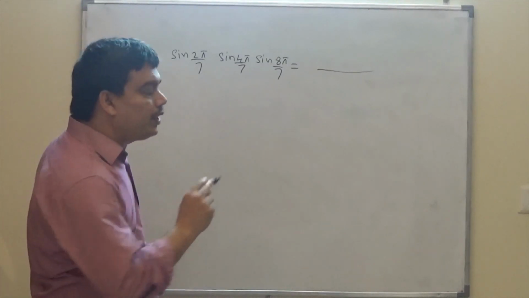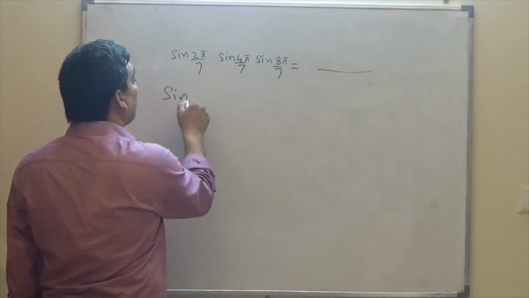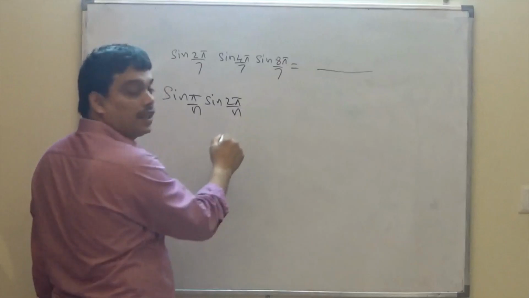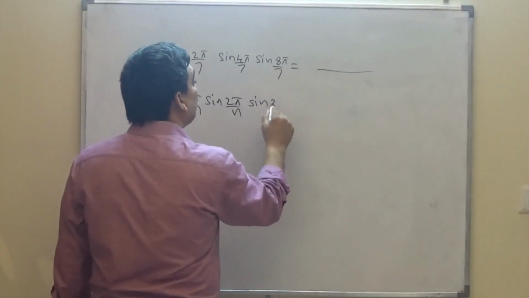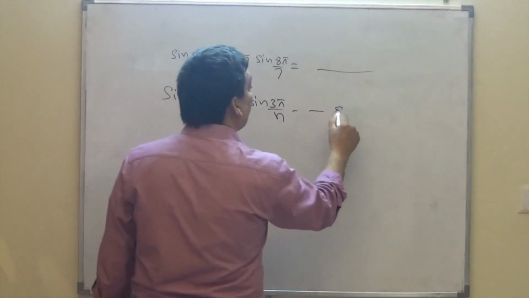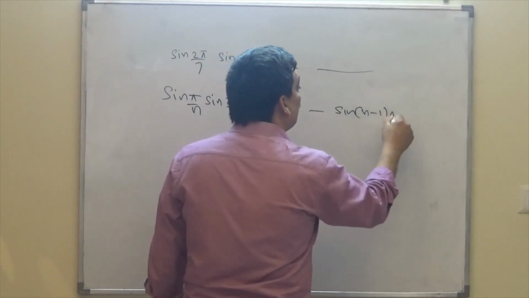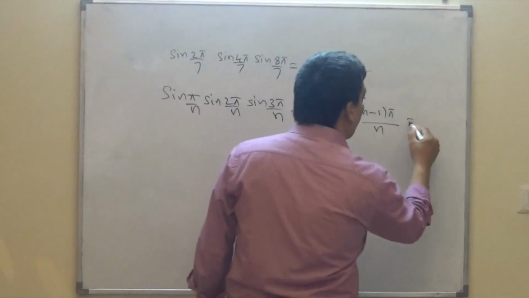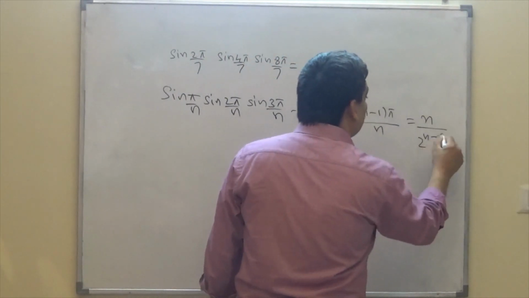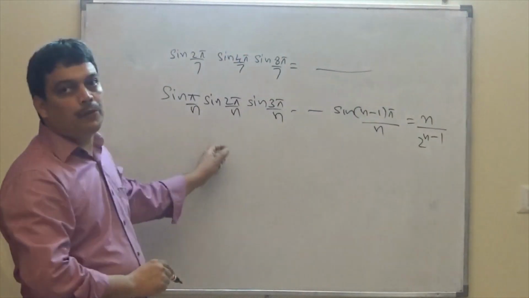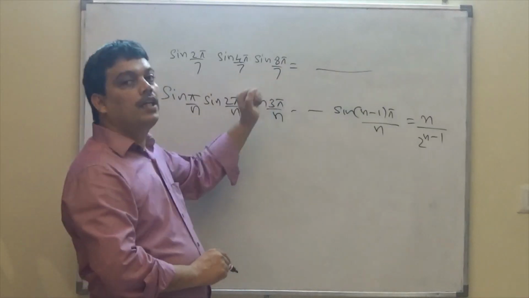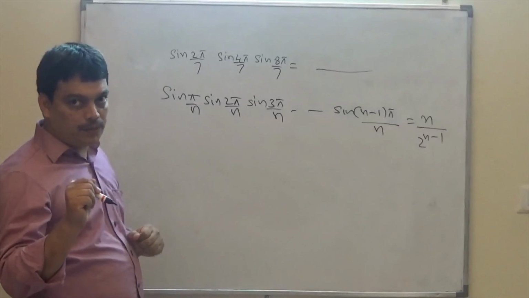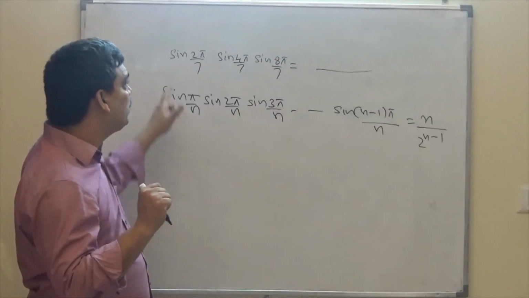The shortcut that you can use is sin π/n × sin 2π/n × sin 3π/n and so on up to sin (n−1)π/n. The value of this complete product can be written as n by 2 to the power of n−1. This shortcut for the sine product will help you in solving this kind of problems. In addition, there are some problems where you have to find the sum of sine terms, and you are going to evaluate that using this product.